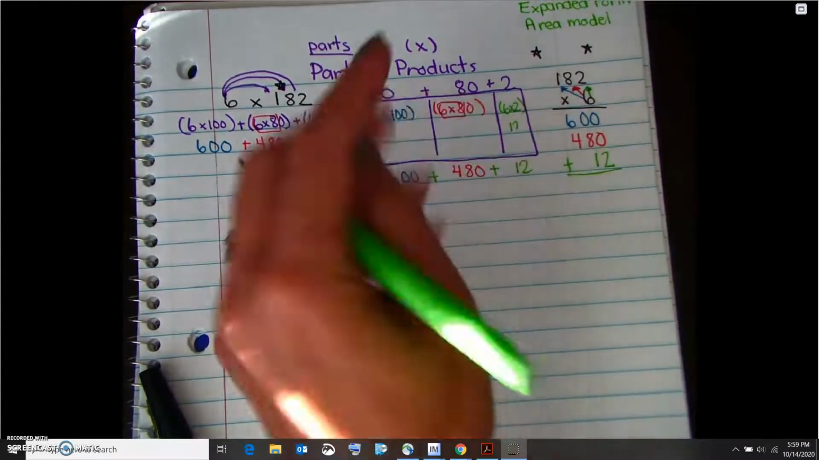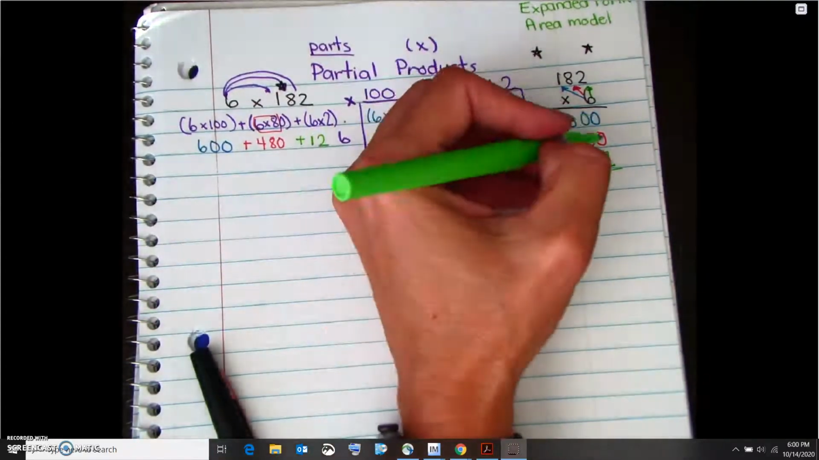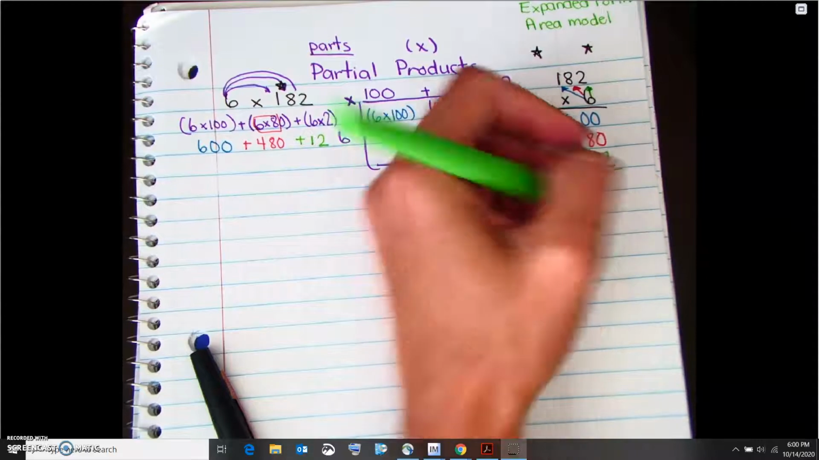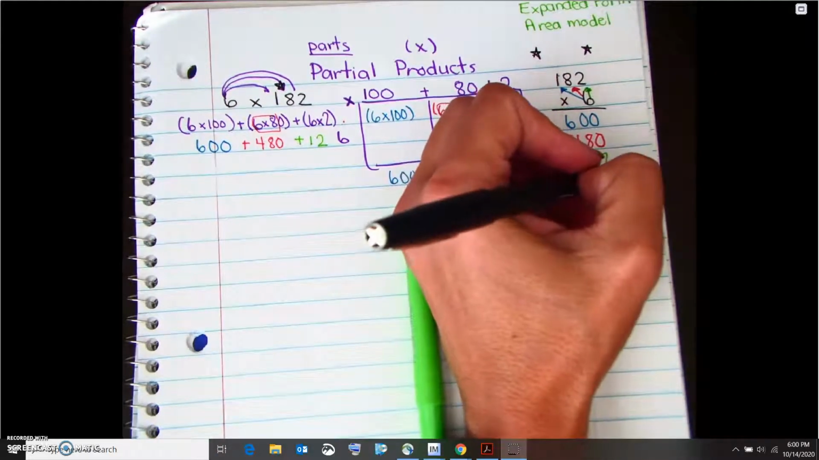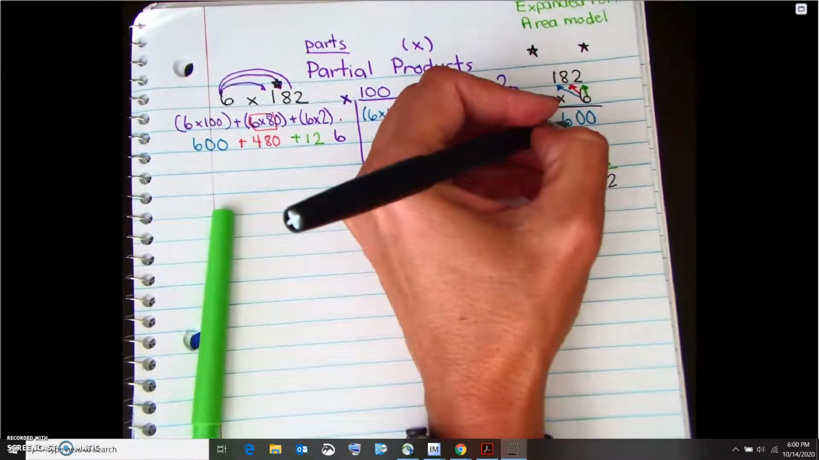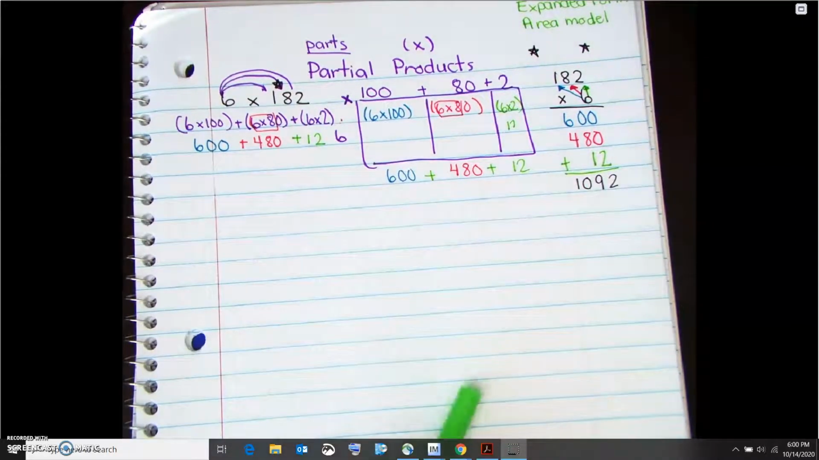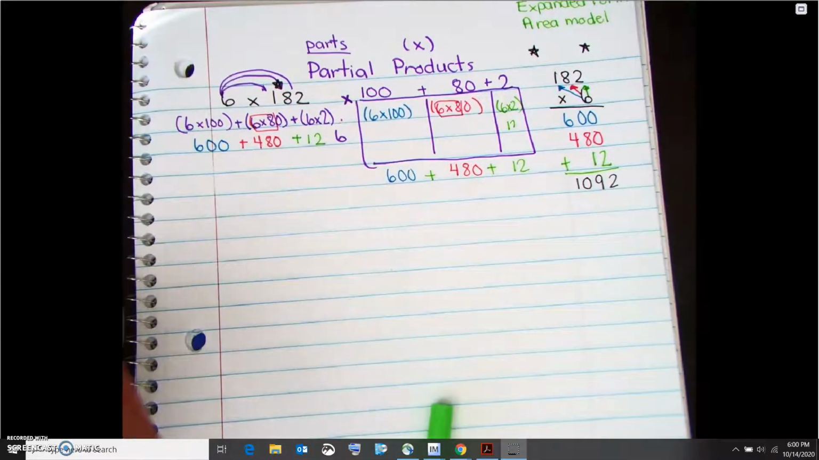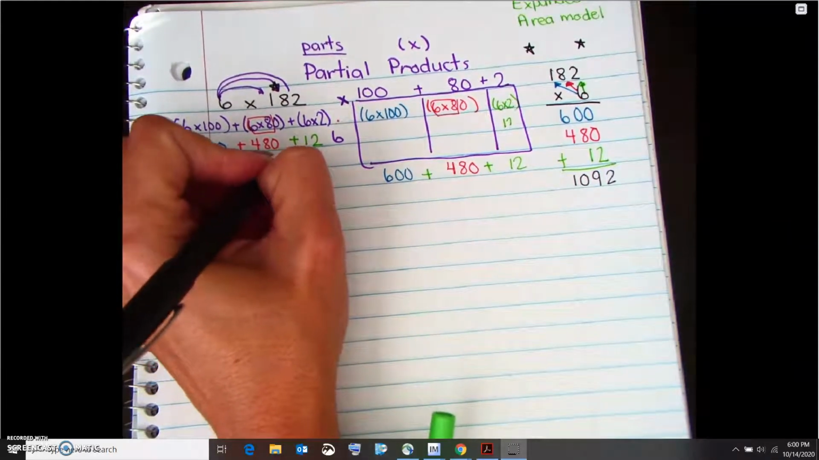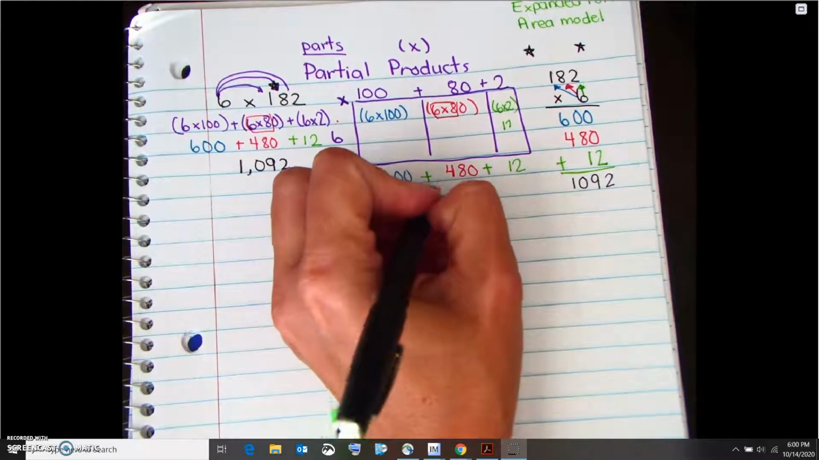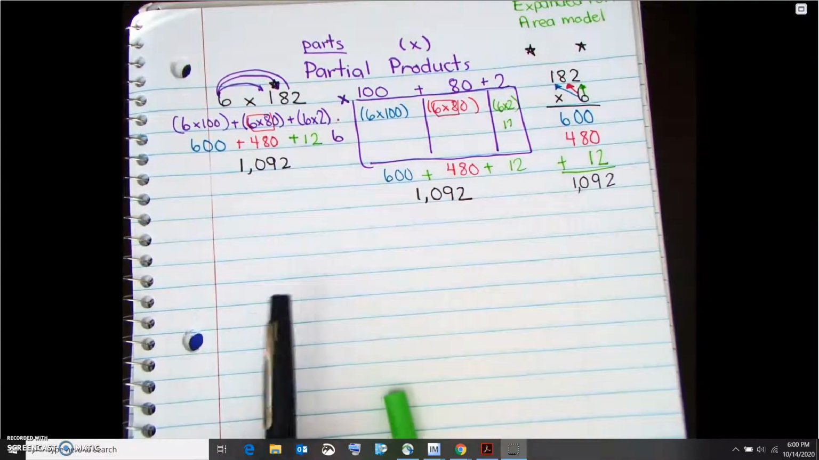Now, in all of them, we have to add them. And it's going to be the same. So it's going to be 0 plus 0 plus 2 is 2. 8 plus 1 is 9. 6 plus 4 is 10. So with each of these models the answer is 1,092. Oops, and I forgot my comma there.